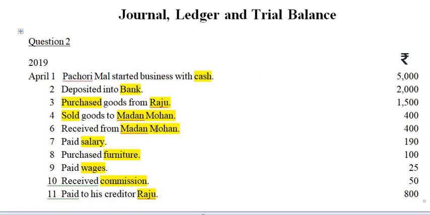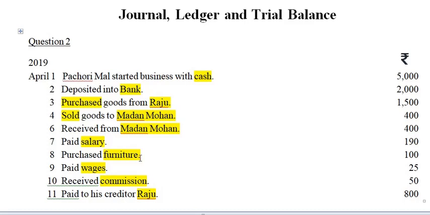So received from Madan Mohan, you are receiving from Madan Mohan, but what you are receiving, nothing is mentioned. So by default it is assumed that you are receiving cash from Madan Mohan. So two accounts are involved, cash and Madan Mohan. Okay, paid salary. You are paying the salary, but how you will pay the salary? Nothing is mentioned, cash or bank. So by default, you will assume that it is cash. But if it is mentioned by check or bank, then the bank will be involved. But nothing is mentioned out here. The question is silent about it. So we will assume it to be cash.